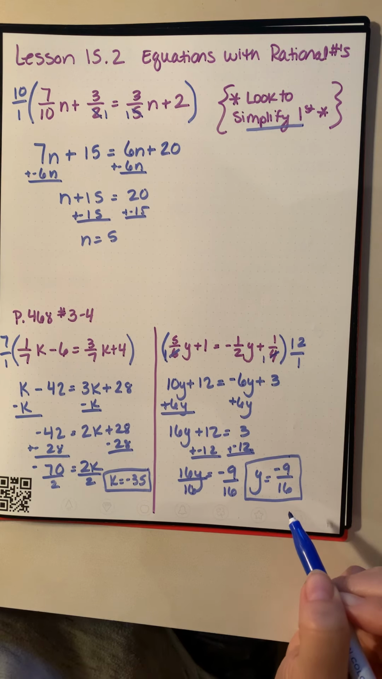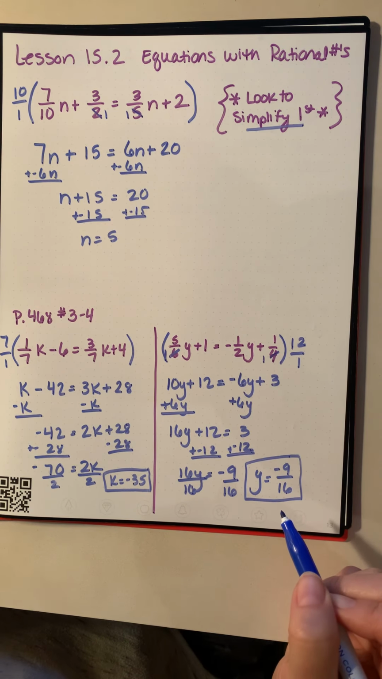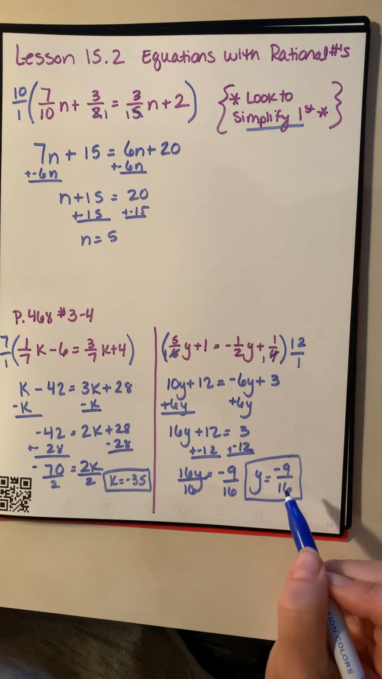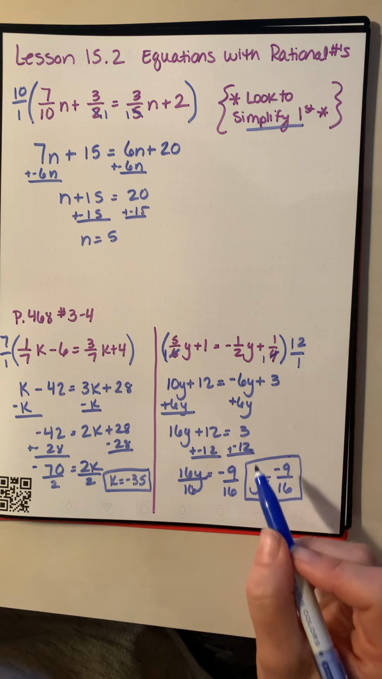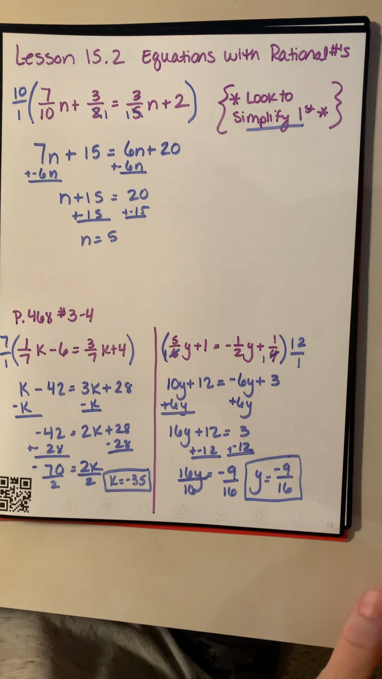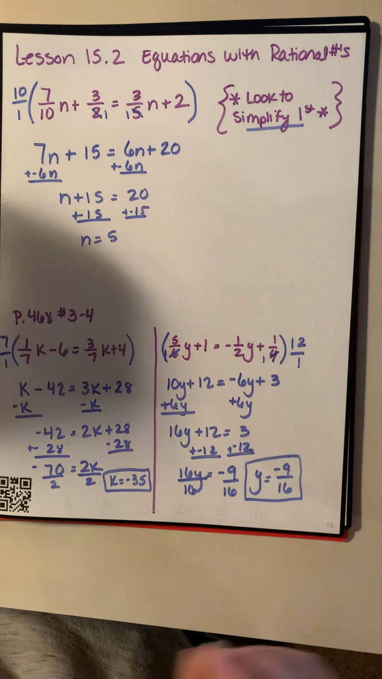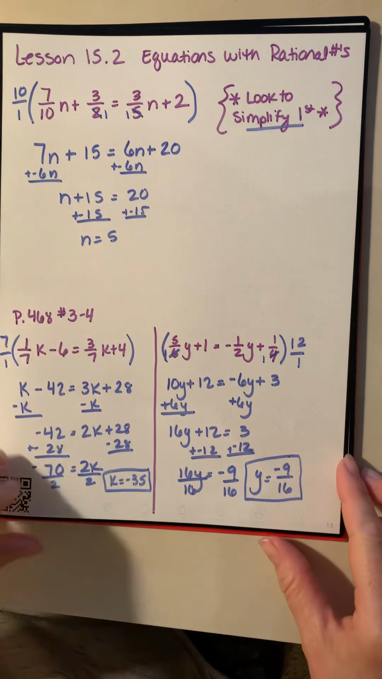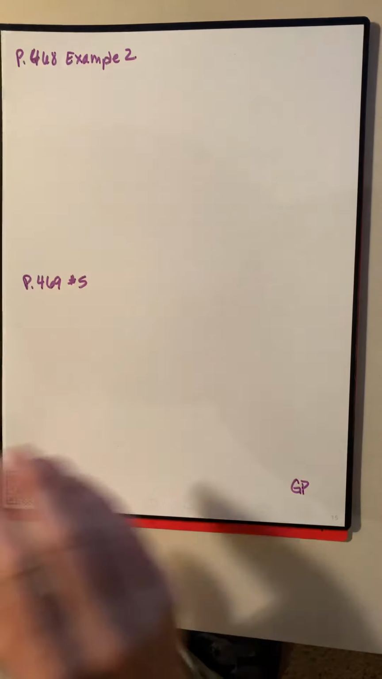Tell you what, I'll go back and take a look at this one, but the first person that can text me or email me and tell me what my mistake was on number 4 on 468, I'll give you a bonus point on the quiz this Friday. So shoot me a text if you can tell me what it is. That'd be awesome. All right, so now let's move on.